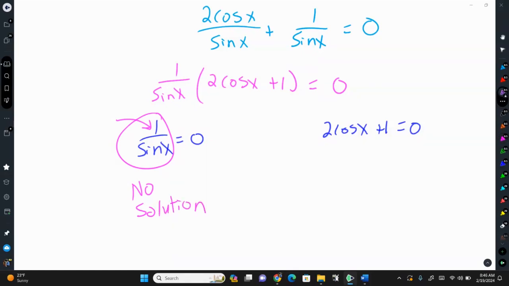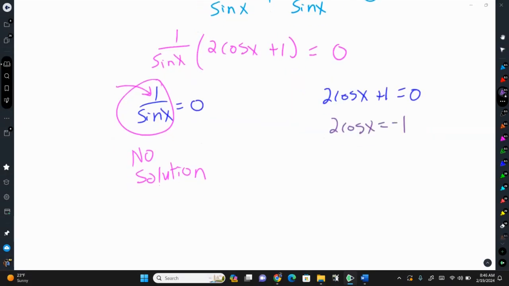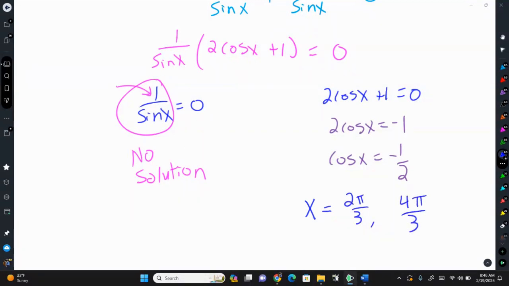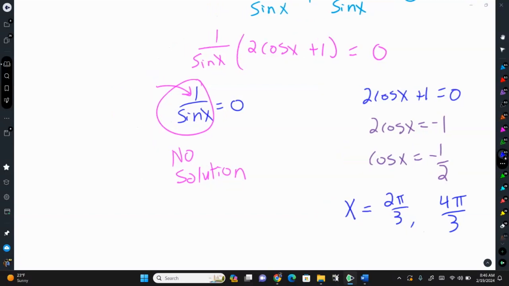Now, over here, if we subtract 1 from both sides, we get 2 cosine x equals negative 1. Divide both sides by 2, we get cosine x is equal to negative 1/2. So on the unit circle, cosine is equal to negative 1/2 at 2 pi over 3 and 4 pi over 3. So those would be our 2 solutions.